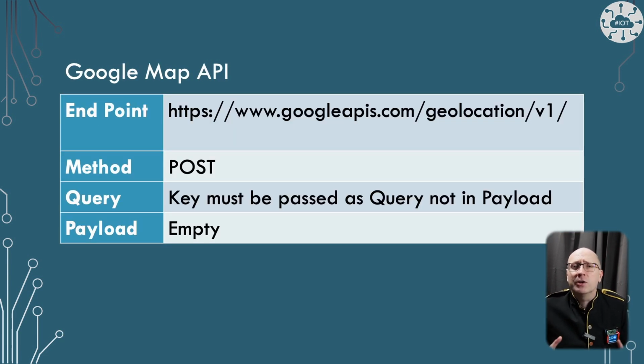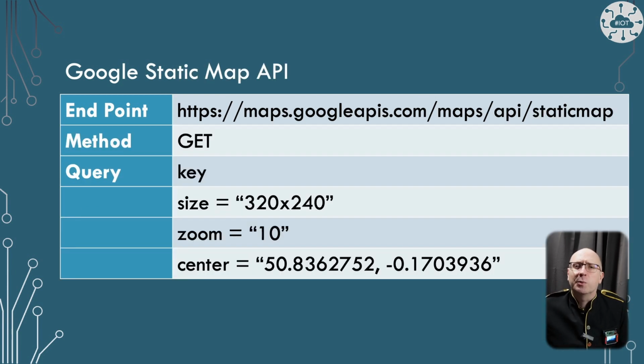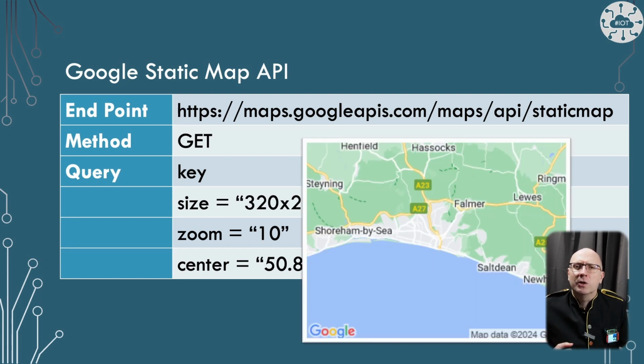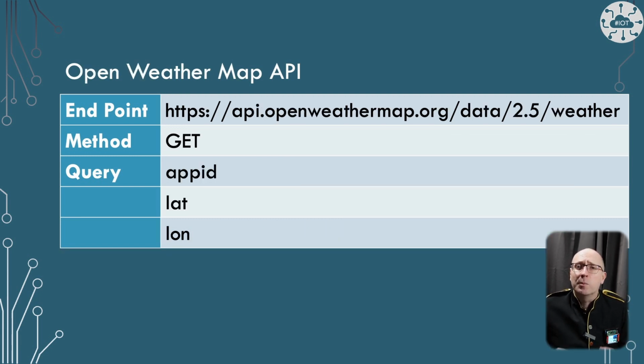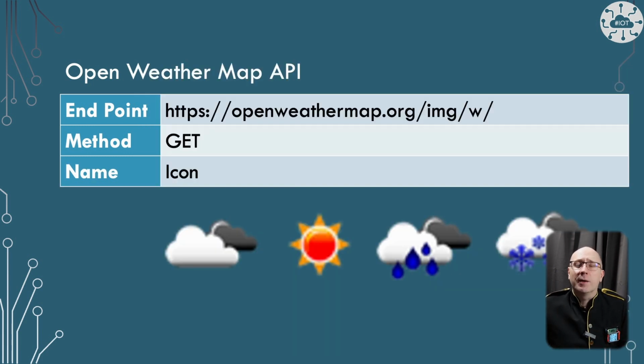So the location API comes from this endpoint and gives us a small JSON response, the latitude and longitude I can use to get a map of the location that's small enough to display on my little display. I reuse that latitude and longitude to get the weather forecast from openweathermaps.org and only use that data for display. Then I pull back an icon for the weather.